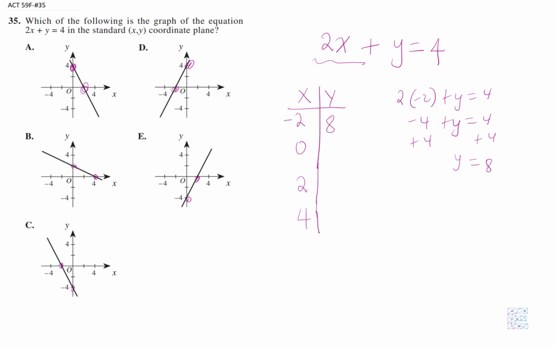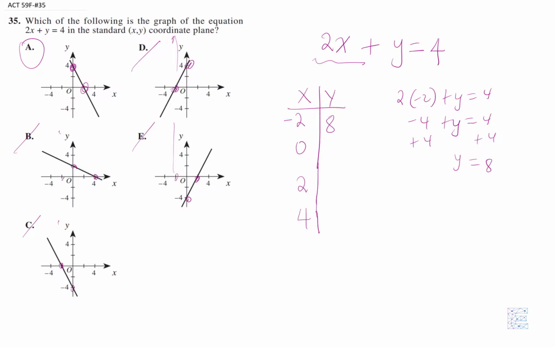So based on that fact, we can eliminate D because at -2, there is no graph here. We can also eliminate E because at -2, there is no graph here. We can eliminate C because at -2 there is no graph here. And we can also eliminate B because at -2 there is no graph here. That leaves A as the answer.